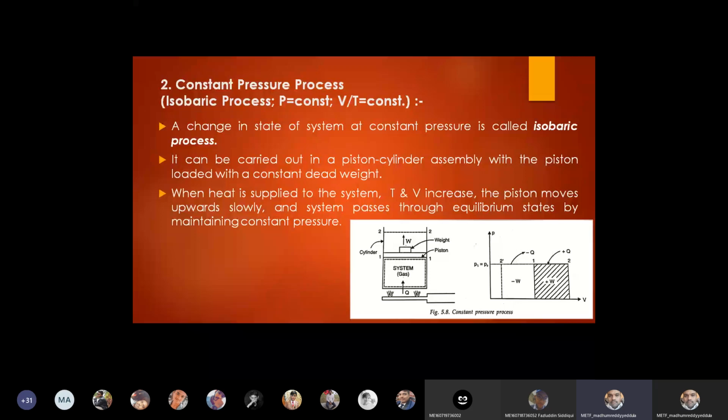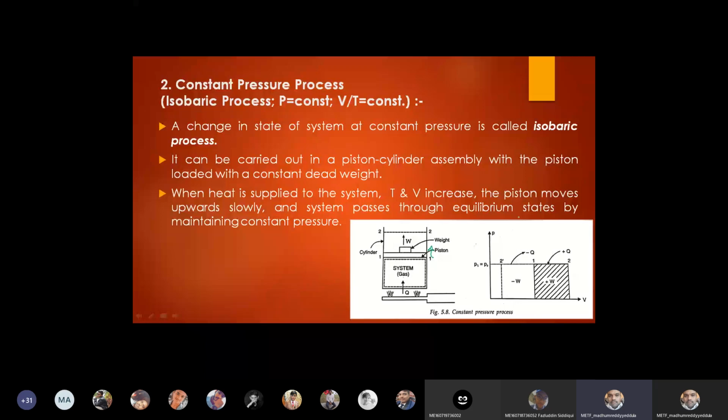Whenever heat is added to the system, there will be a change in the pressure, volume, and temperature. Due to the dead weights, the piston will move through a small displacement due to the addition of the heat. Because of the dead weights, the pressure will remain constant, again under equilibrium condition. So when the heat is supplied to a system, temperature and volume will increase and the piston will be moved in the upward direction.